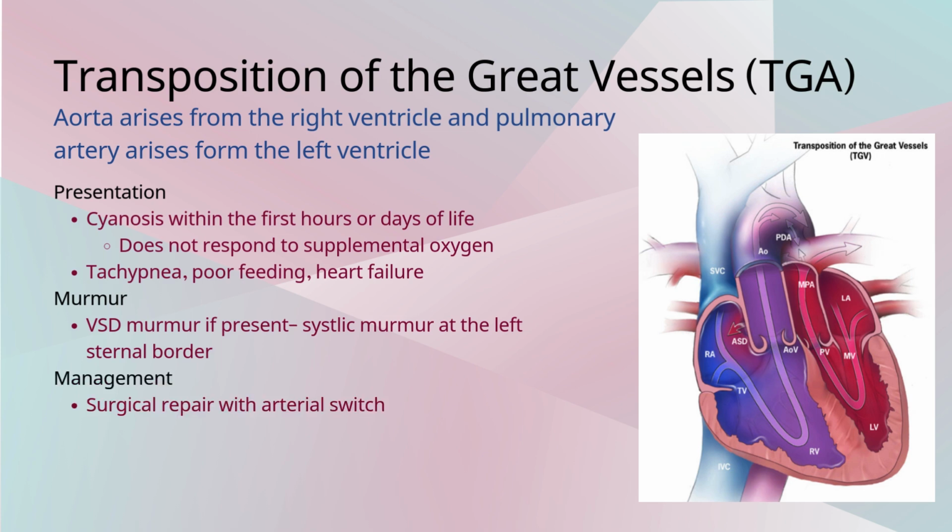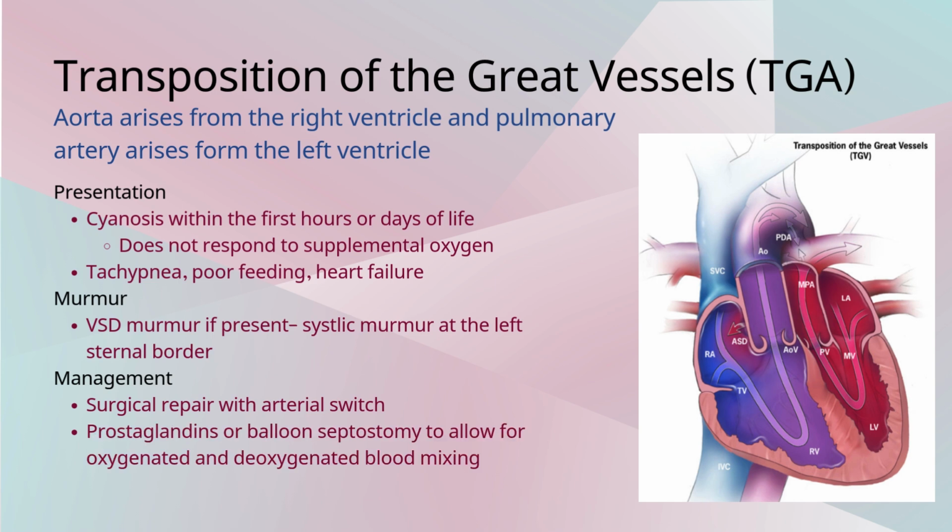Management here is surgical. Ultimately, the fix is an arterial switch procedure where they just switch the pulmonary artery and the aorta and put them where they're supposed to go. However, depending on the severity of the condition and if there's a shunt present at birth, they may need prostaglandins to keep the ductus arteriosus open or a septostomy performed. Basically, they put in a shunt to allow for mixing of oxygenated and deoxygenated blood until the repair can be performed.